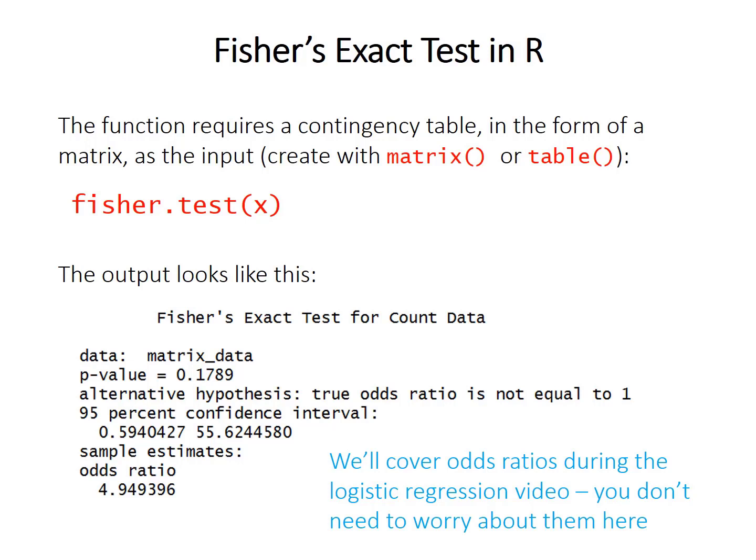You can also perform Fisher's exact test on contingency tables that are larger than 2x2, but in that case, the R results won't give the odds ratio details at all.